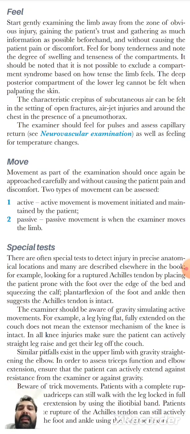It should be noted that it is not possible to exclude a compartment syndrome based on how tense the limb feels. We have also already discussed that. The deep posterior compartment of the lower leg cannot be felt when palpating the skin because it is deep. The characteristic crepitus of subcutaneous air can be felt in the setting of open fractures, air jet injuries, and around the chest in the presence of a pneumothorax. Crepitus can be felt in the presence of a pneumothorax.